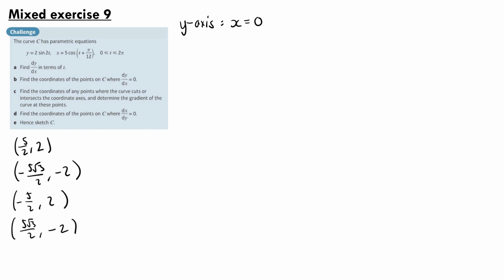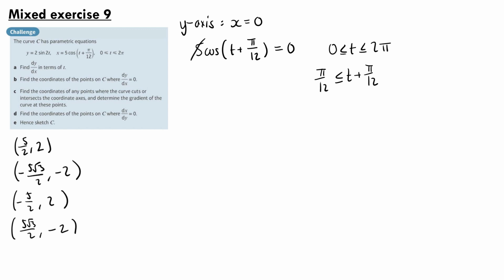Then we know that from the parametric equations, 5 cos of (t plus pi over 12) must be equal to 0, or just cos of (t plus pi over 12). And again, if we're looking for values of t between 0 and 2 pi, then t plus pi over 12 is going to be between pi over 12 and 25 pi over 12. So let's draw a graph to help us again.